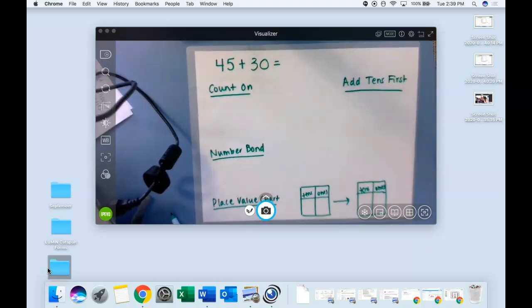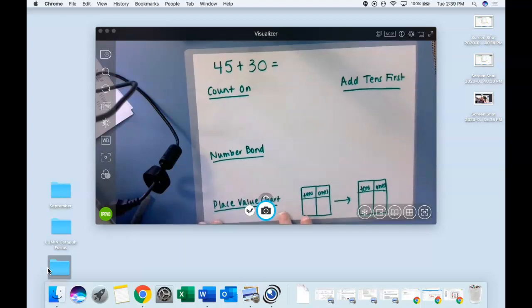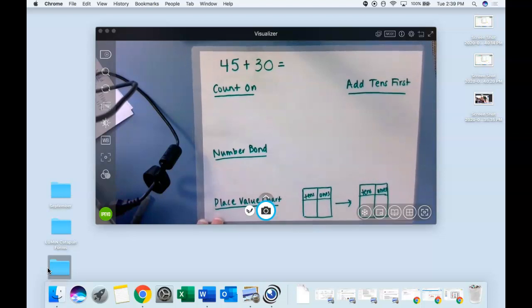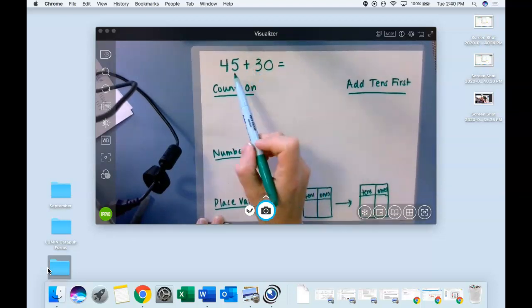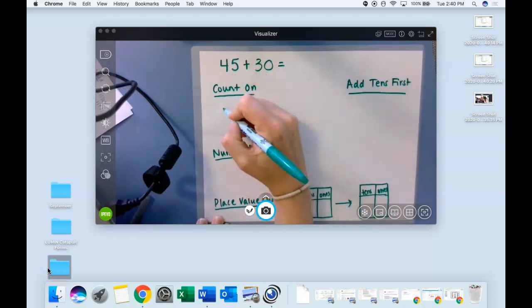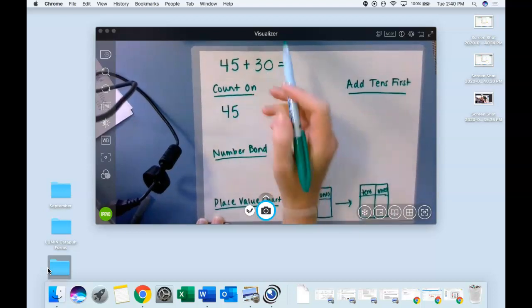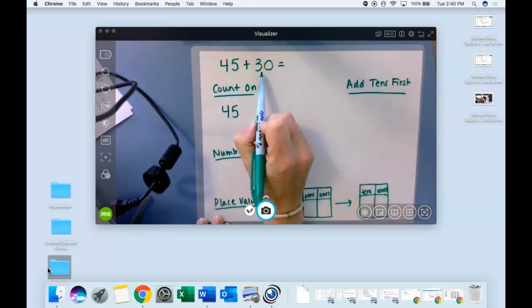Okay. Now let's go through, and I want to give you just a quick model here of these different strategies. The first is count on. So how you would model that and the language you'd want your students to use here is to add 45 and 30. I started with 45 and I noticed that I needed 3 more tens.